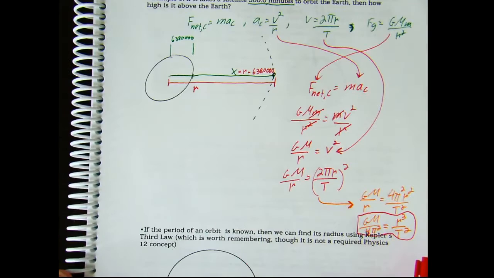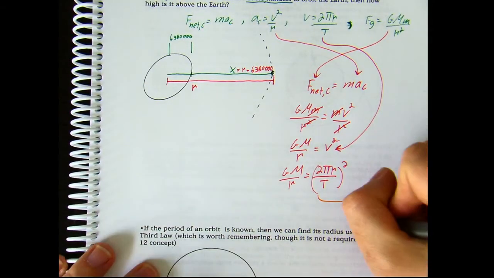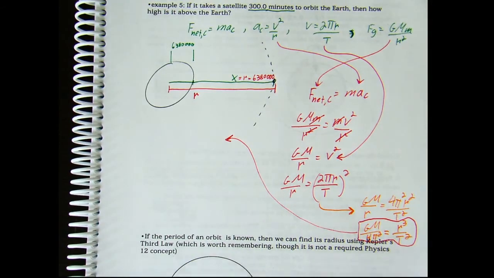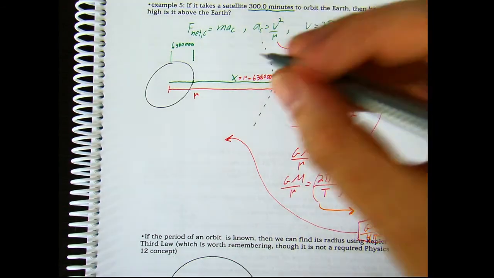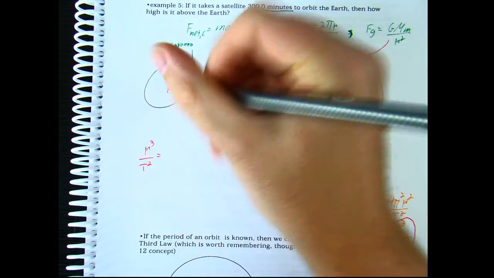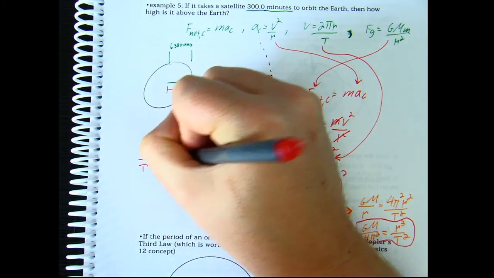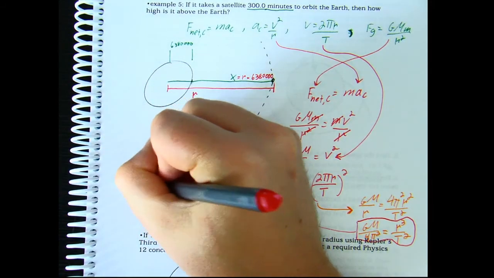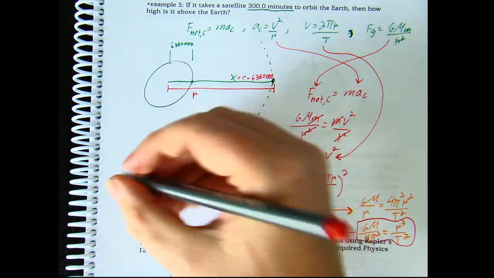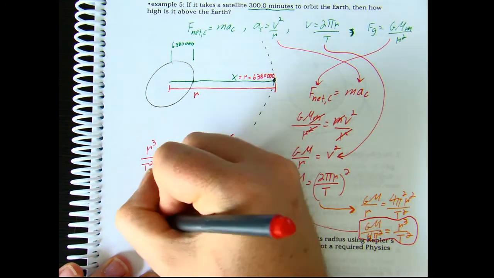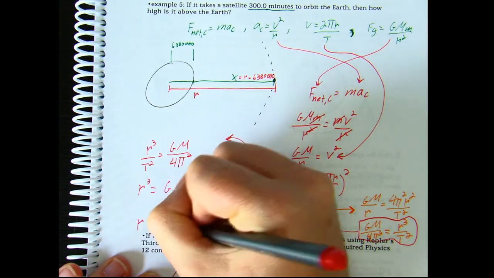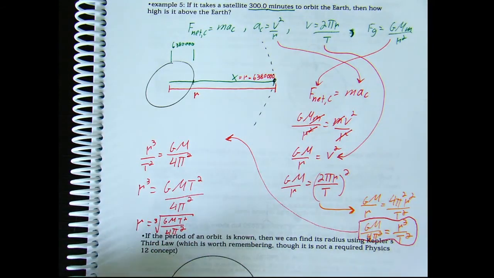So let's go back up here. Actually, I'm going to go this way, and we're going to use this result. We want to figure out how high it is above the Earth. And so we're going to get R cubed over T squared equals G M over 4 pi squared. I'm going to multiply the T squared up, so we get R cubed equals G M T squared over 4 pi squared. And then last but not least, I'm going to take the cube root of that. It's the cube root of G M T squared over 4 pi squared. And so we can plug in all of our values here.